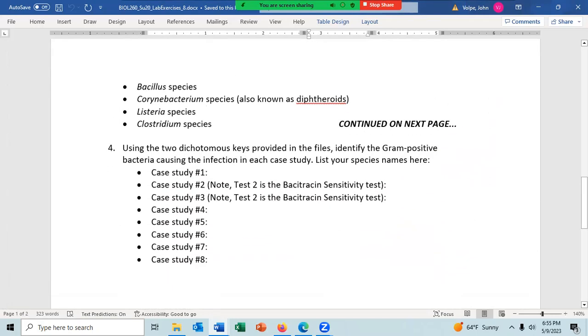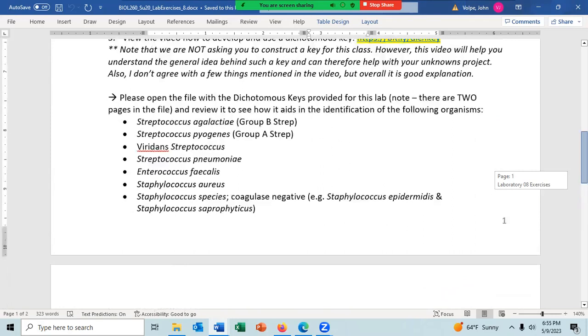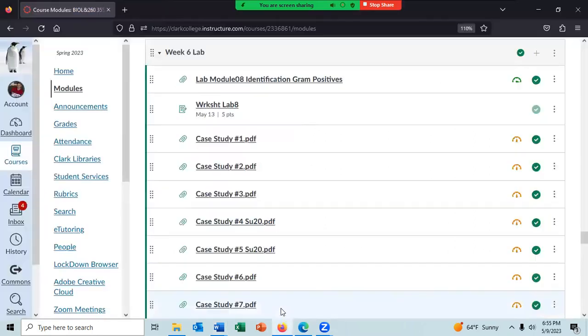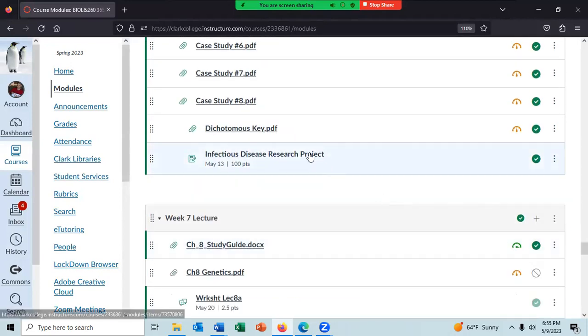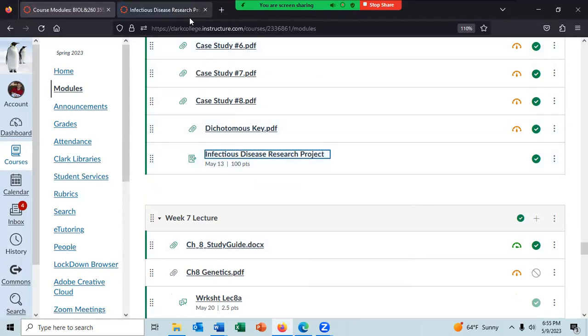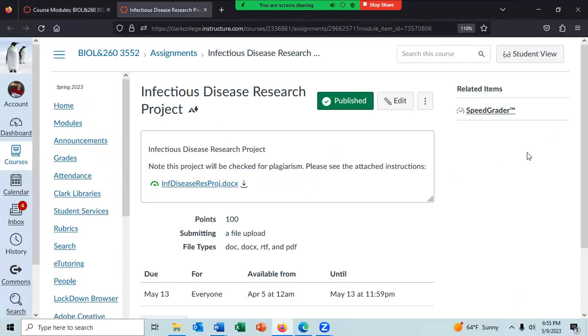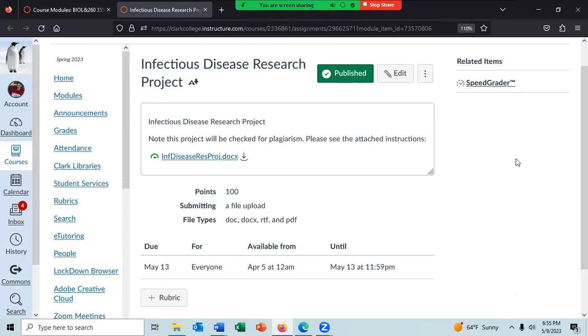Then open up your dichotomous key for this lab to work on the case studies. So go to the lab and open up the dichotomous key. And this won't open the best because it'll be in Canvas. It'll be better if you download it. Oh, look at that. You have to download it. Didn't remember I required that. Come on.